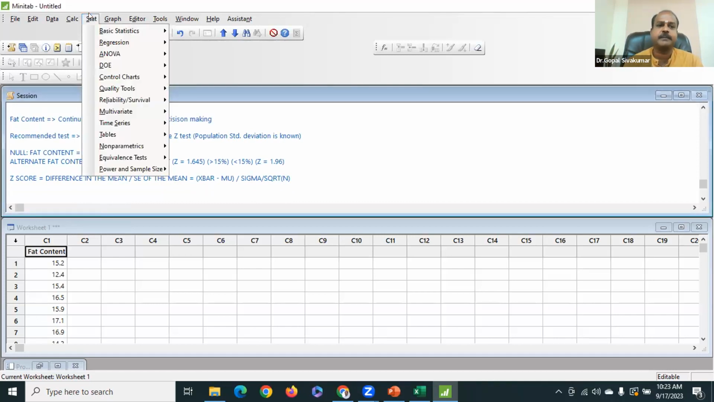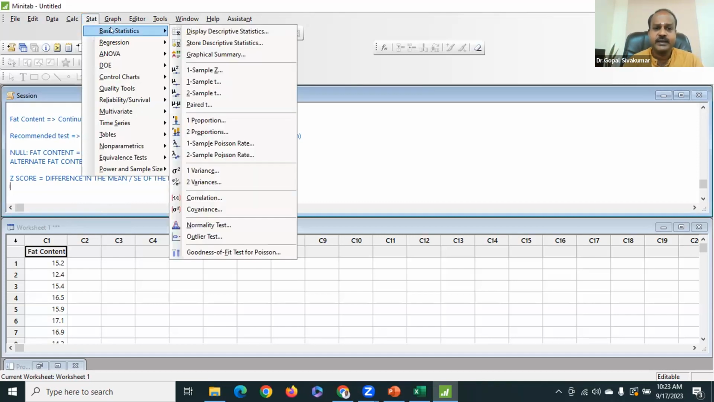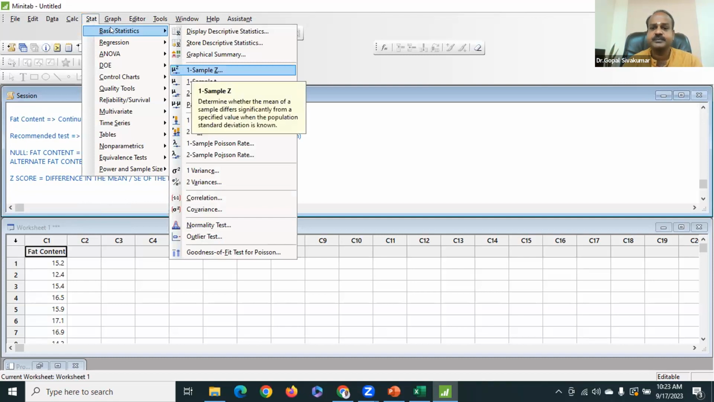See here, go to Stat, go to Basic Statistics. Can you see one sample Z test? Can one of you, sir, read out the description? Whether the mean of a sample differs significantly from a specified value when the population standard deviation is known. We are following it perfectly. We are choosing the right hypothesis testing.